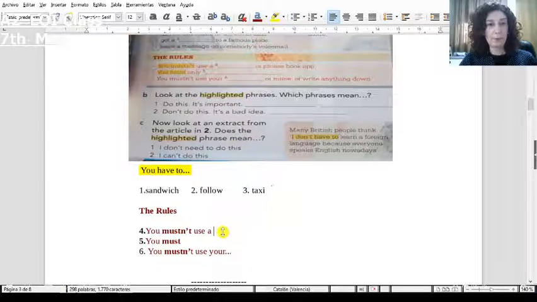Well, the same. You mustn't use a dictionary. Yeah, it's prohibited. The mustn't means prohibition. Yeah, you mustn't use a dictionary. Very important. The number 4, you mustn't use a dictionary. Number 5, you must only, very important, you have to speak the language you are learning, then you must only speak Spanish.